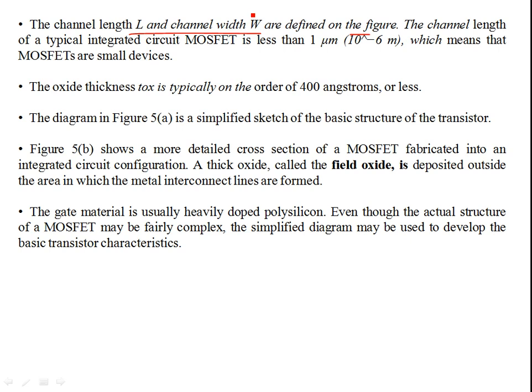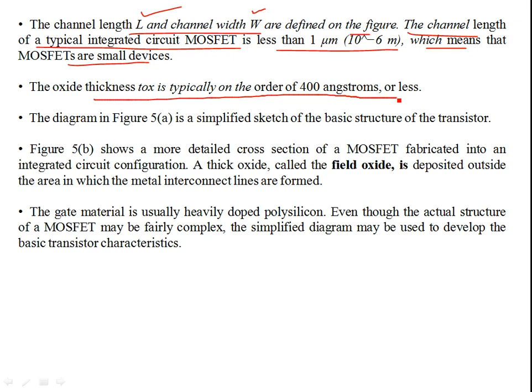As I mentioned before, the channel length and the width of the channel are defined by these parameters L and W. The channel length for a typical IC MOSFET is less than 1 micrometer, which means that MOSFETs are small devices. And the thickness of oxide is typically in the order of 400 angstroms or less, which again shows you have a very small device.